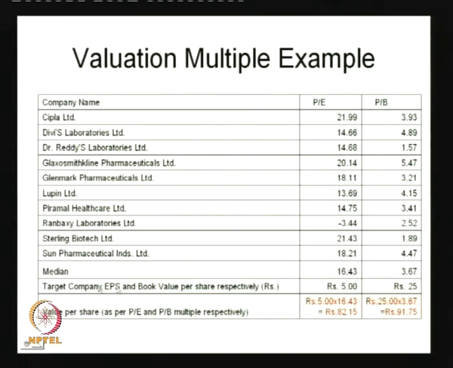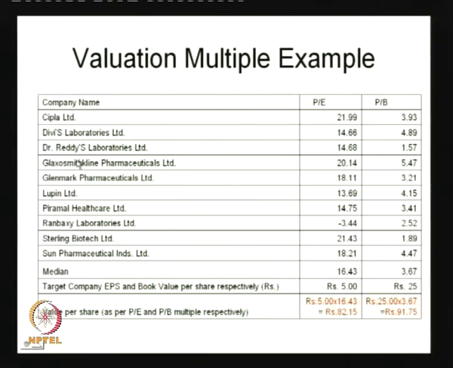So, if we have a target company with earnings per share of rupees 5 on 31st March 2009, we multiply 5 with 16.43. So, the value as per the P/E multiple comes to 82.15. Similarly, the price to book value ratio of these companies has also been found out, and for example, Divi's Lab is a company which has a price to book value per share of 4.89.